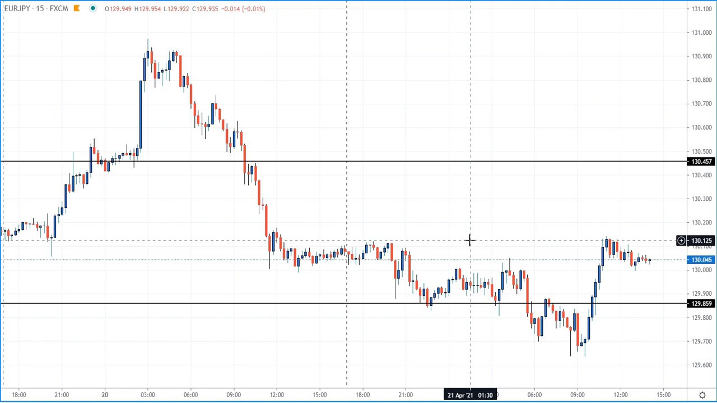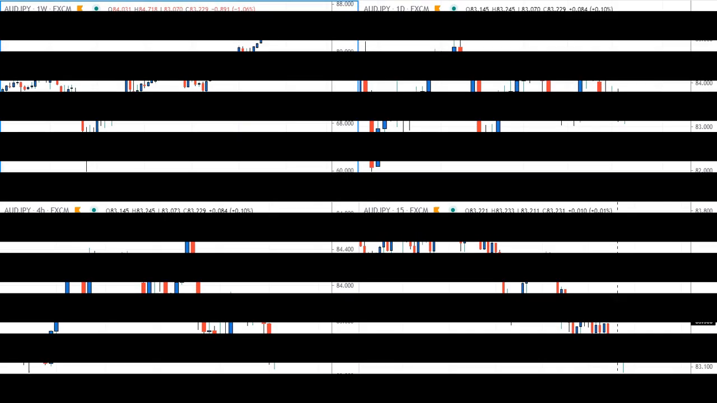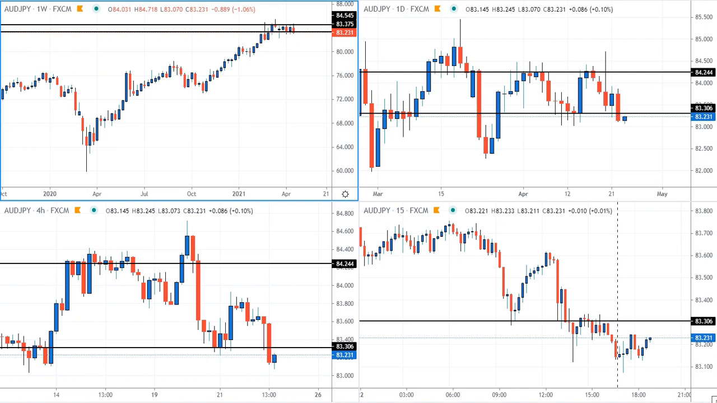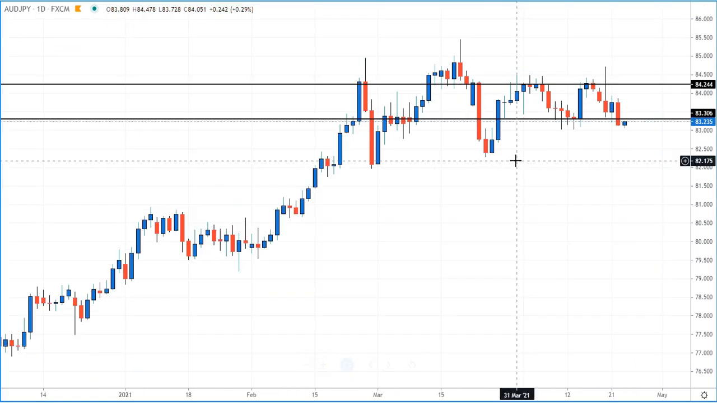All right. So I just wanted to add that one in. Thanks. Hey folks, here's some scalp trades that set up on Thursday, April the 22nd, 2021, Aussie Yen pair.